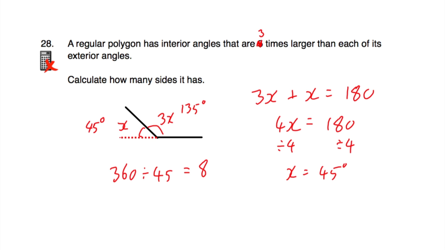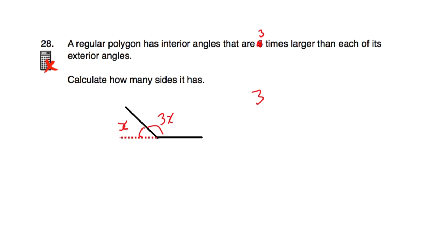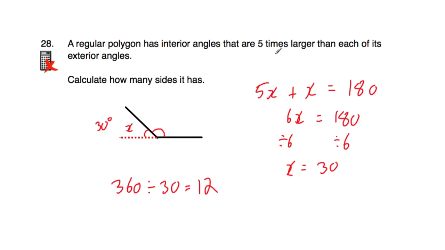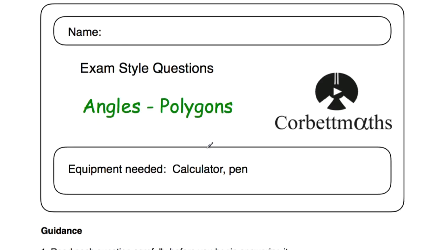Now, I've just done that question again, just to show you that the answer's not always going to be 12 sides. But based on that question that we had originally, which was 5 times larger, the shape would have had 12 sides. And that's it. So these have been the video solutions to the angles and polygons practice questions.